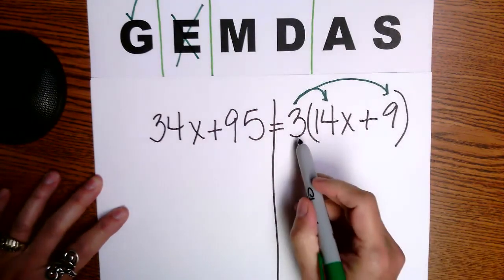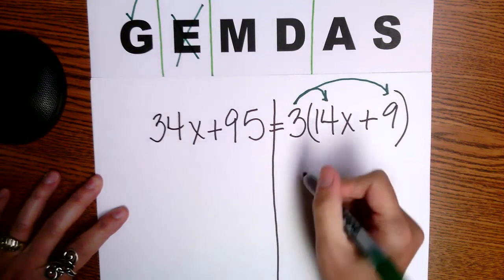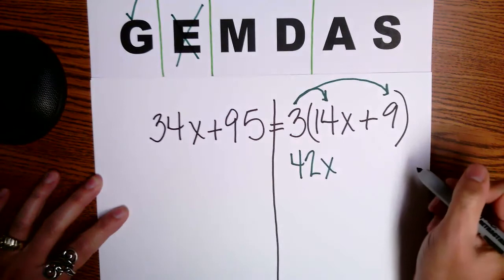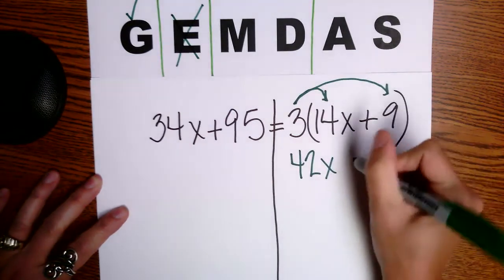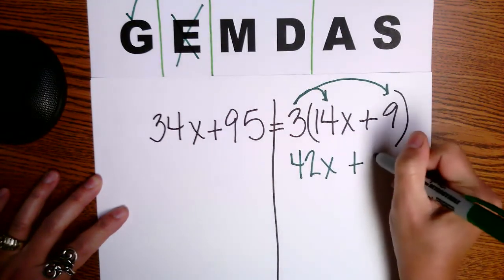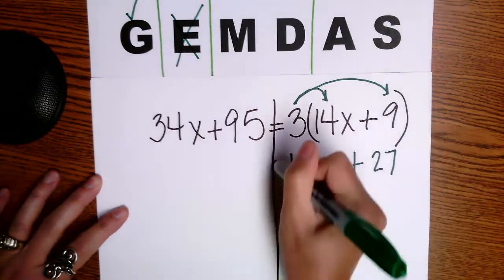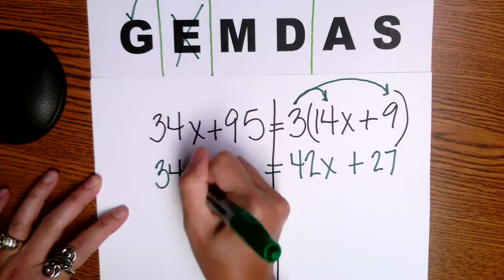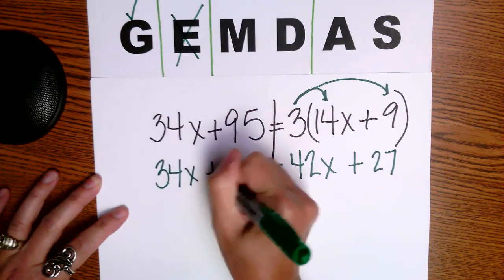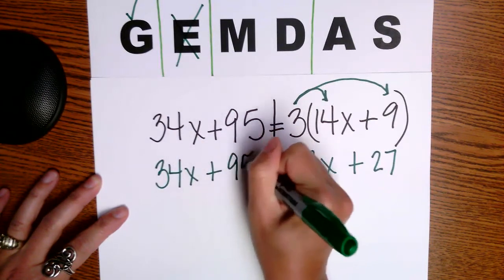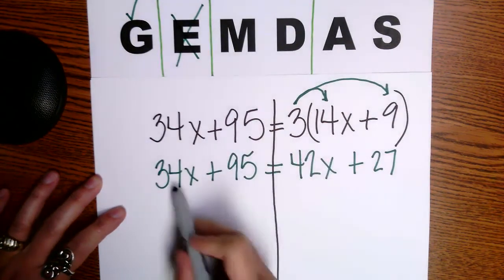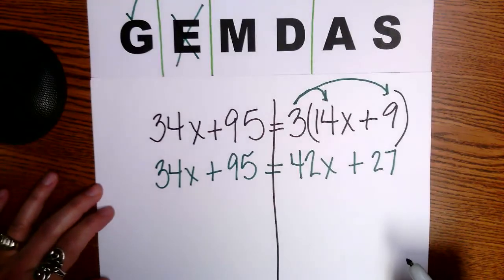And so when I distribute, 3 times 14x gives me the product 42x. 3 times positive 9 is going to give me the quantity 27. And then I'm going to just bring down the left-hand side, because I already have only 2 terms over here that I cannot combine or simplify at all, because I just have 34x and 95 and I can't combine those.